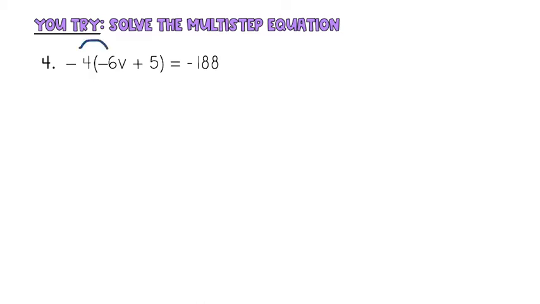I'm going to draw my arrows because I know I have to distribute. The number on the outside of my parentheses is going to be multiplied by each term on the inside of my parentheses. So negative 4 times a negative 6v is going to equal a positive 24v. And a negative 4 times a positive 5 is going to equal negative 20. I'm going to bring down my equal sign and rewrite the rest of my equation.